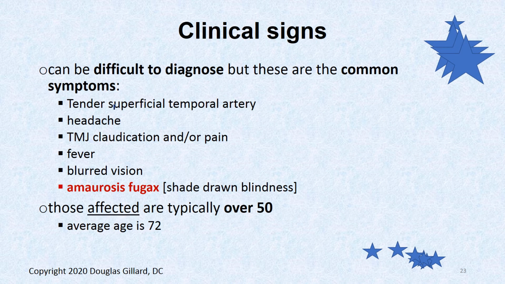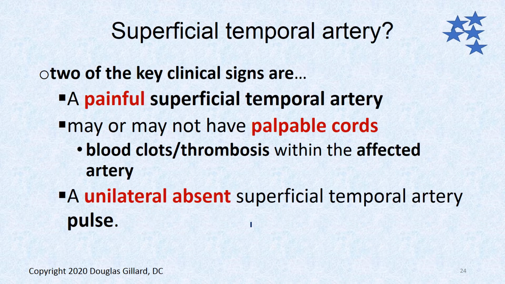So the clinical signs are headaches and TMJ pain around the TMJ. They might have a fever if the infection is bad enough. Blurred vision is a bad sign. Amaurosis fugax, I want you to memorize that word. It's like a buzzword, like dusky red and amaurosis fugax. I want you to memorize those words, and we'll get to dusky red next week. But the most common sign is just pain when you palpate the superficial temporal artery. These patients are usually over 50, and 72 is the most common age.